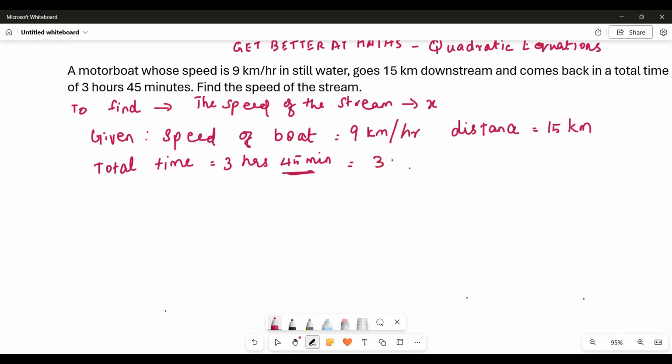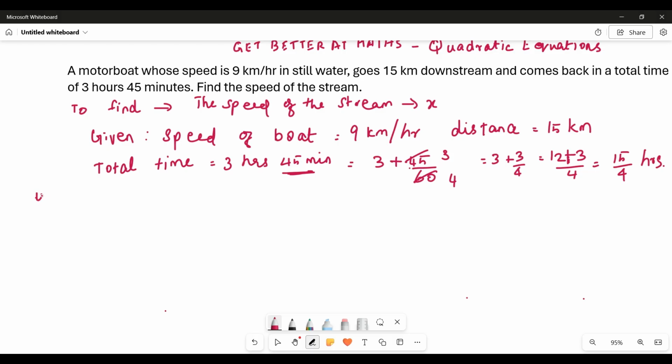The first thing here is we have to convert these minutes into hours. So let me write it as 3 plus 45 by 60 hours. To convert minutes to hours, we divide by 60, because every hour has 60 minutes. So this is 3 plus 3 by 4, which is 12 plus 3 by 4. When we take LCM, it is nothing but 15 by 4 hours. This is the total time.